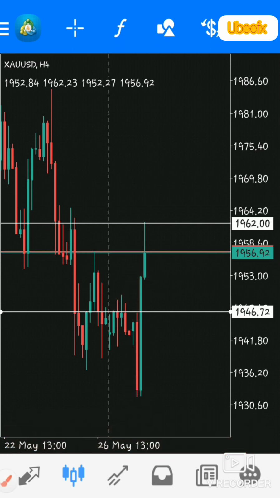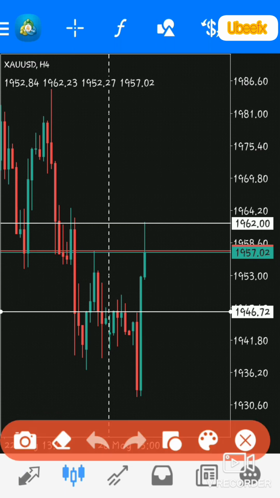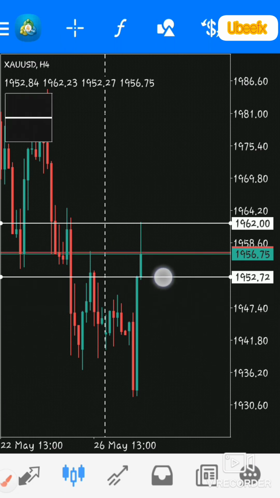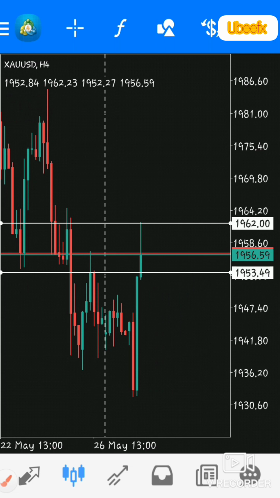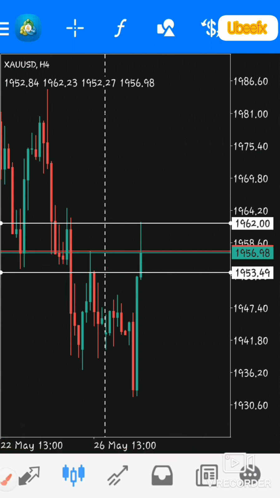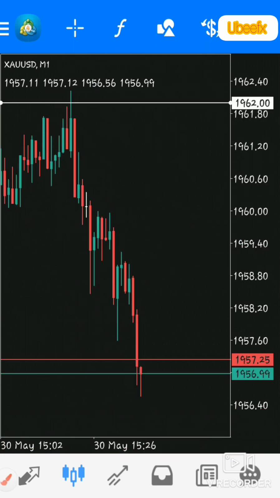So now another zone I was looking at again was this zone and this zone. You can see what happened. Immediately gold came to this zone, and at this zone, I switched to M1, the 1 minute time frame.